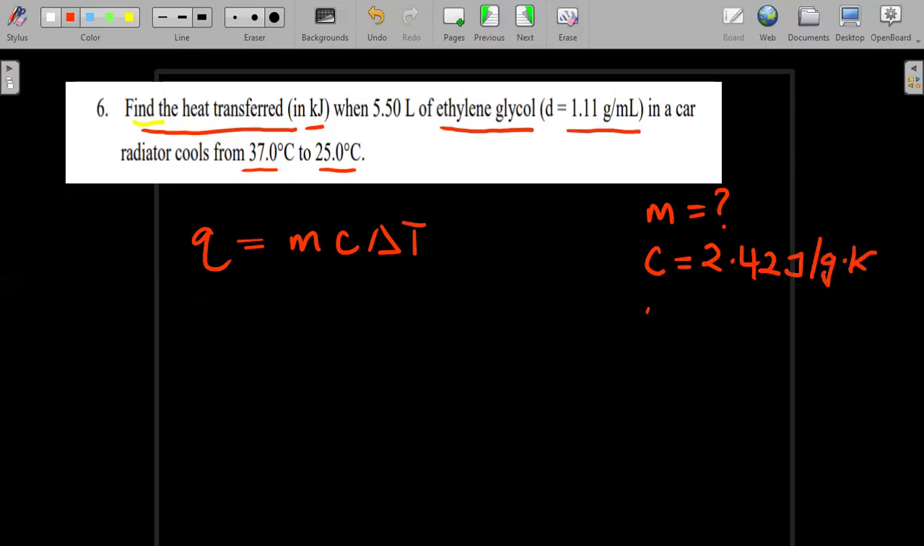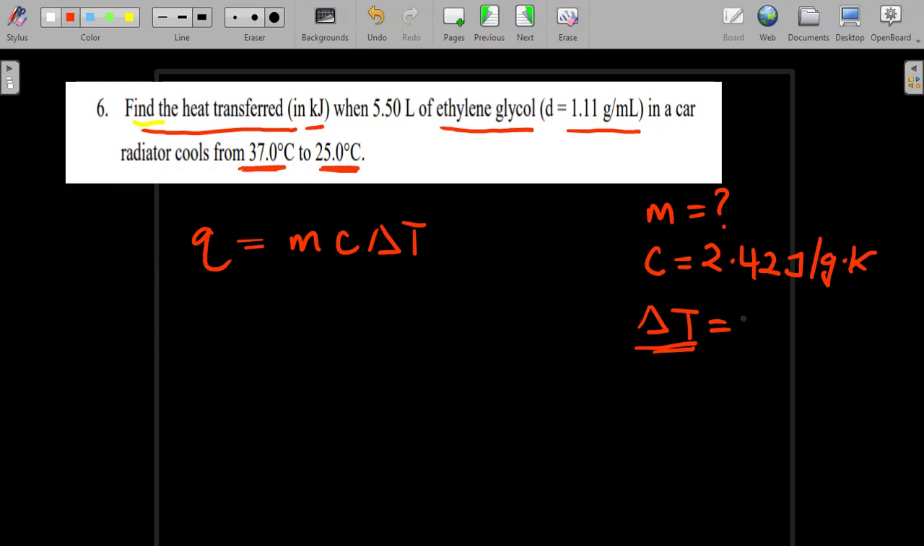And then we also need the difference in temperature. This change in temperature is found by subtracting the final temperature minus the initial temperature. So here they're saying this radiator cools from 35 to 25. So meaning our final temperature is 25. Our initial is 37.